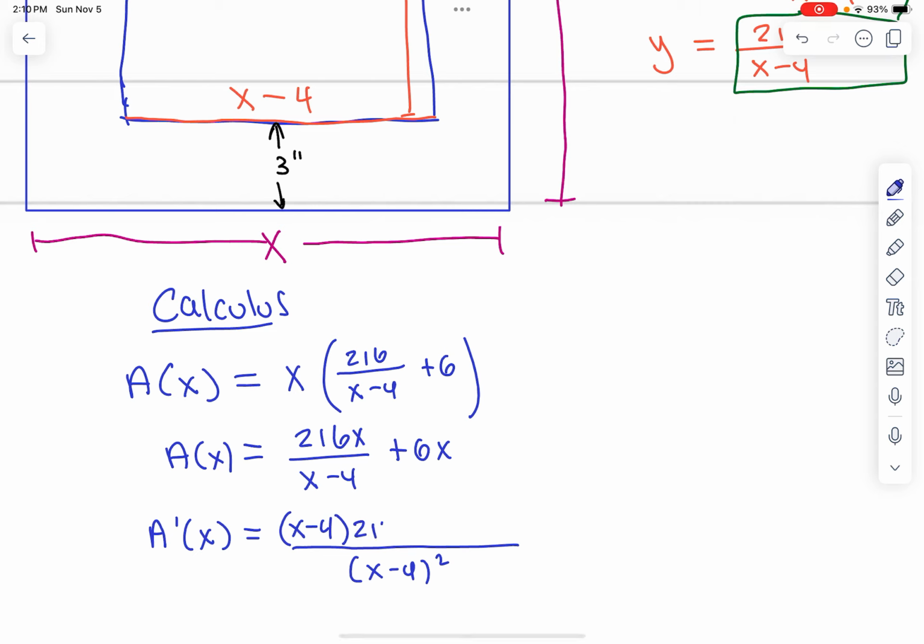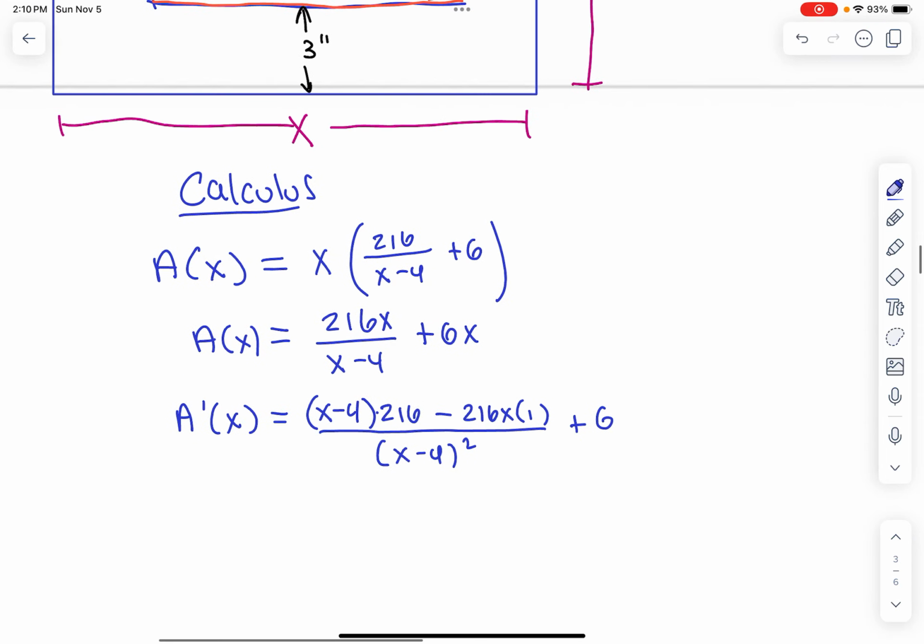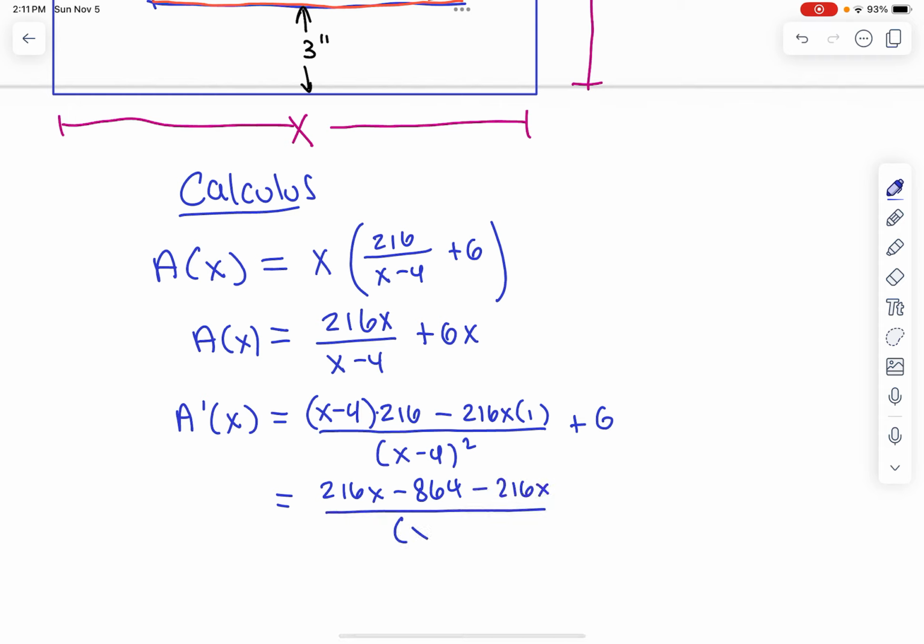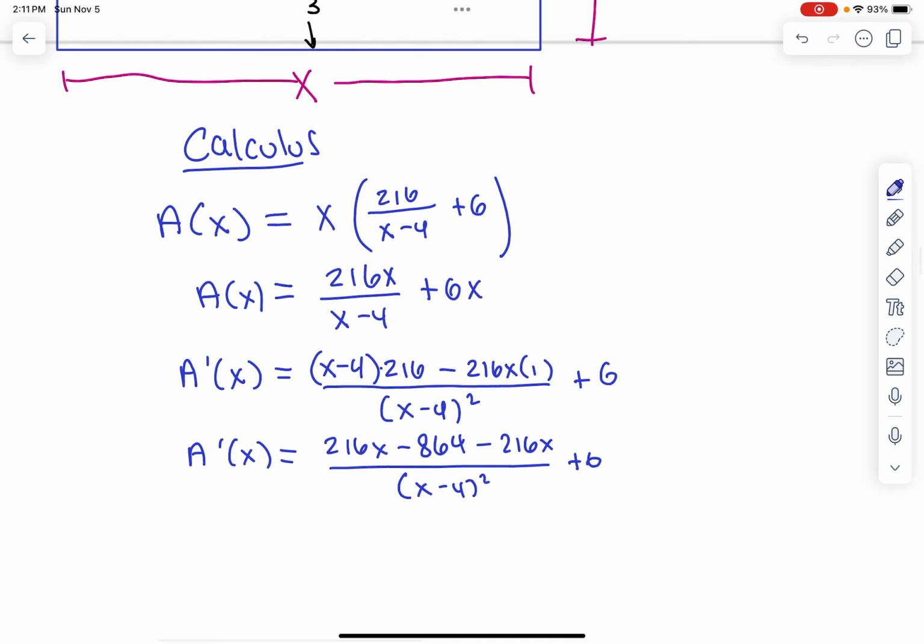Derivative of the top is 216 minus 216x times the derivative of the bottom, which is 1. And then don't forget the derivative of 6x over there is just 6. So we clean this up, and I get 216x minus 216 times 4, which is 864, minus 216x. Okay, so there's my derivative.